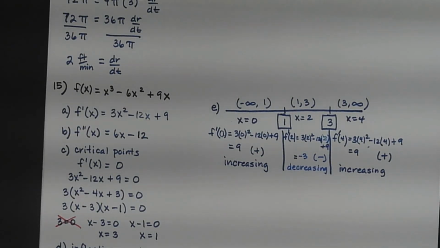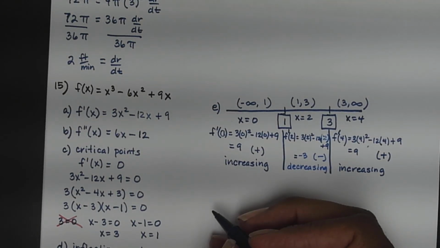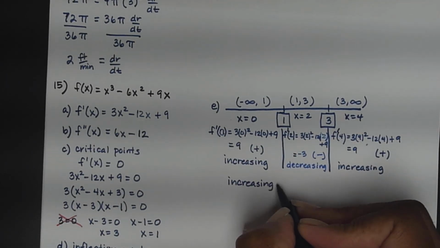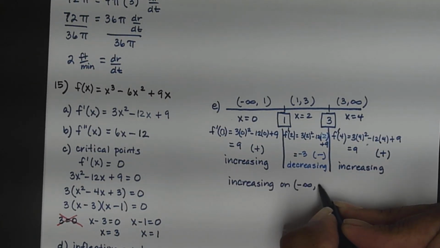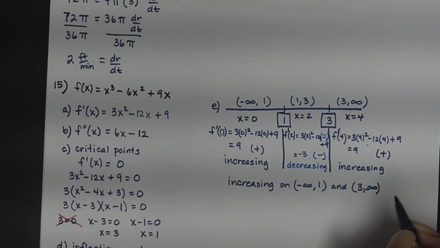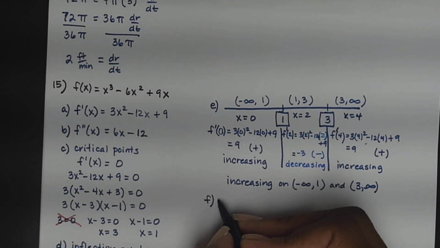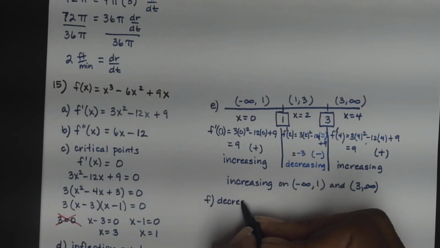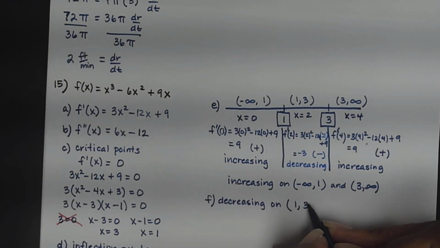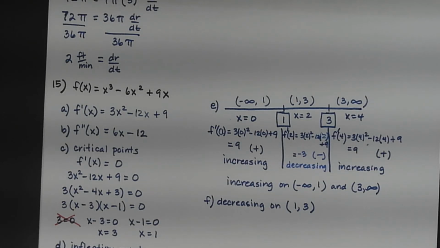So we pretty much answered E and F. For E, the function is increasing on 2 intervals, from negative infinity to 1, and from 3 to infinity. And for part F, where the function is decreasing, well, it's decreasing only on one interval, from 1 to 3.